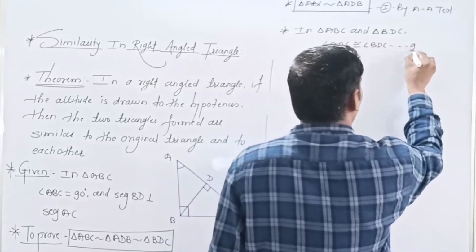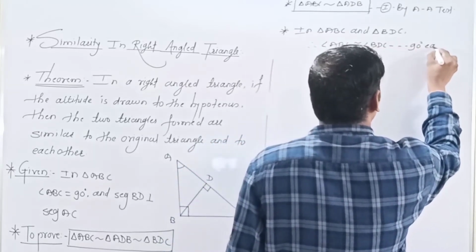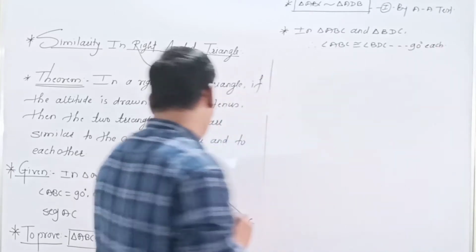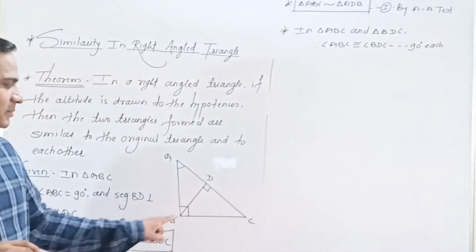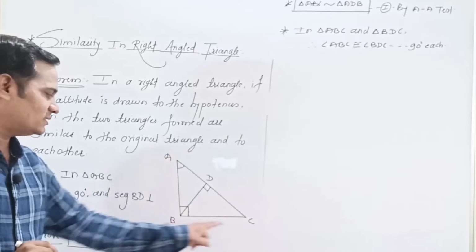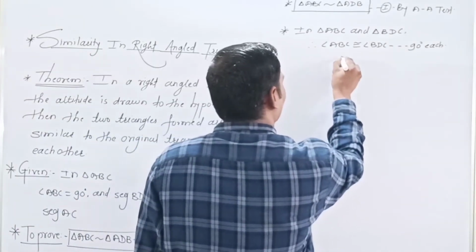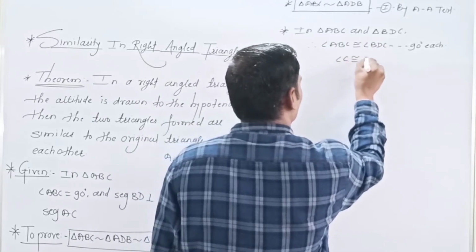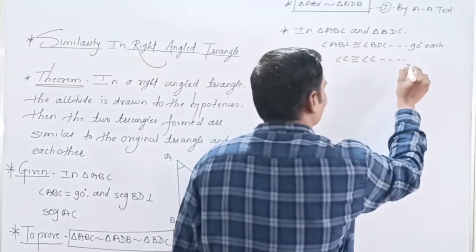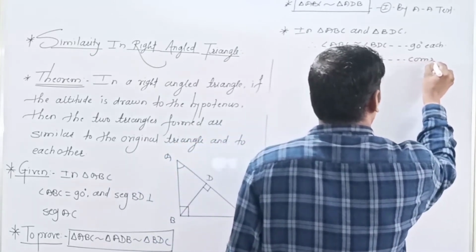And why is this so? Again, 90 degrees each. Look at this, 90 degrees. BDC is 90 degrees. ABC is again 90 degrees. Okay. And angle C is congruent to angle C, a common angle.